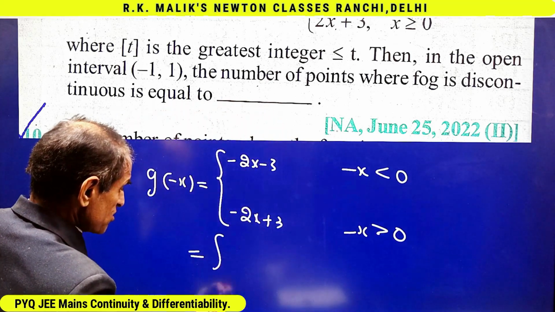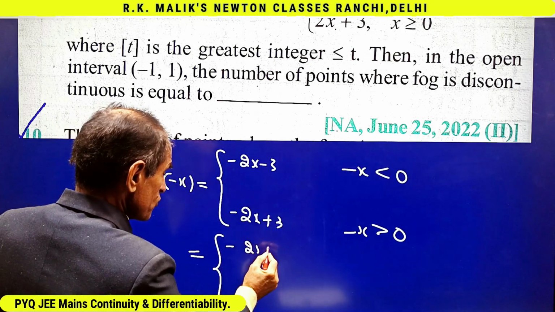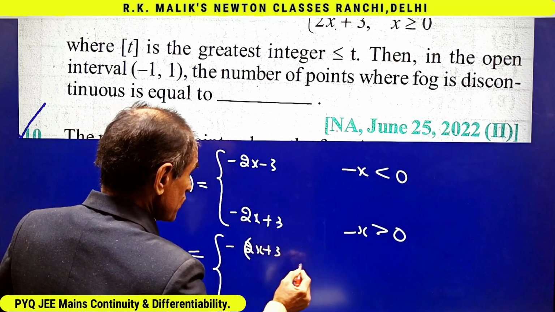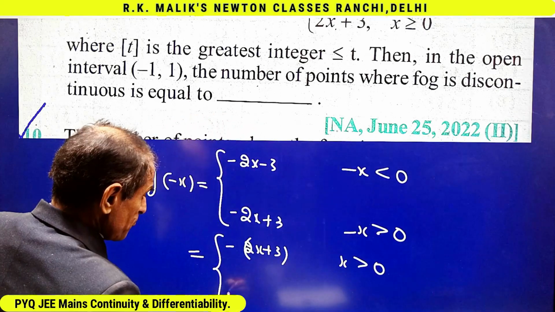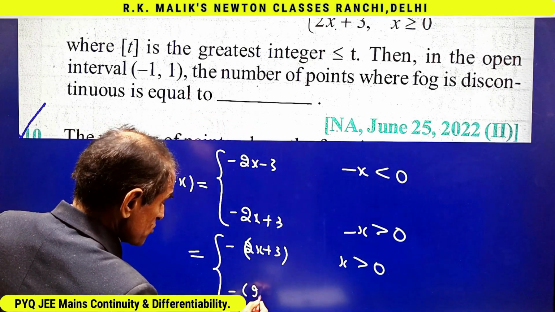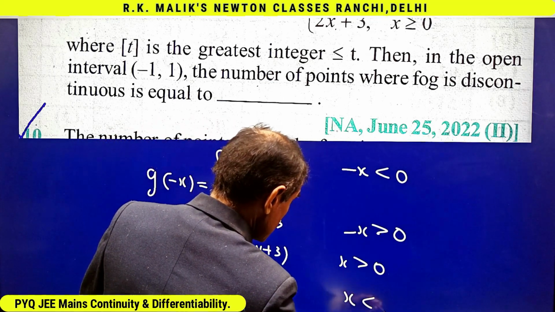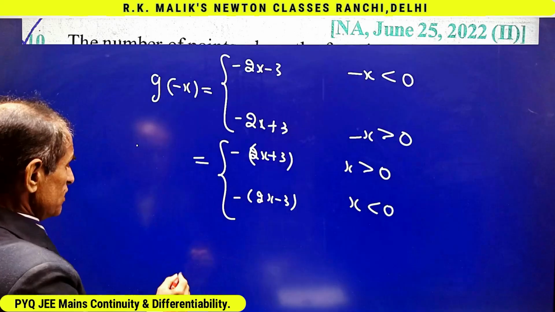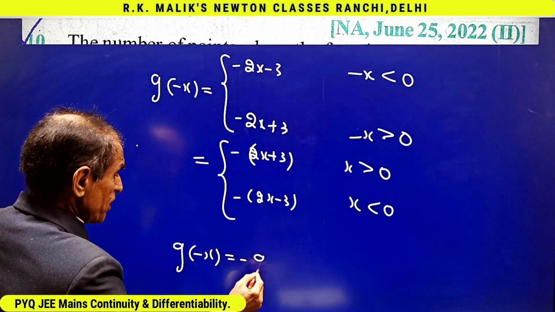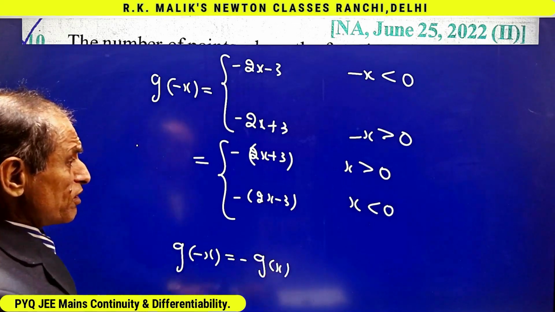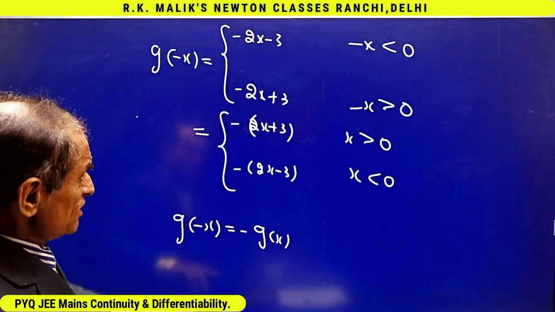That is, I can say minus of (2x+3) if x is greater than 0, and minus of (2x-3) if x is less than 0. Hence we can say g(-x) equal to -g(x) for positive or negative both the values. From here it is clear.